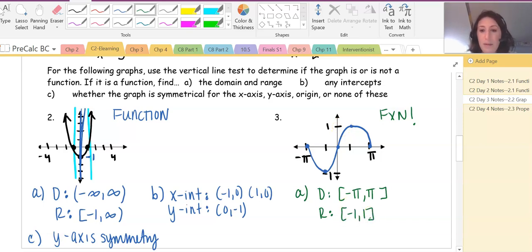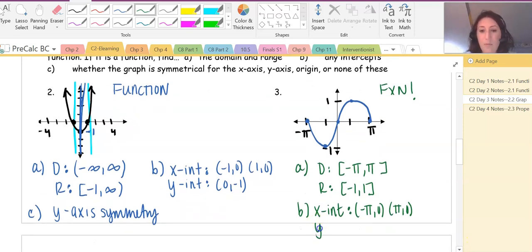Okay, intercepts. I've got some x-intercepts at -pi, 0 and pi, 0. And I've got a y-intercept at the origin. And then symmetry. This is actually going to be called symmetry over the origin.